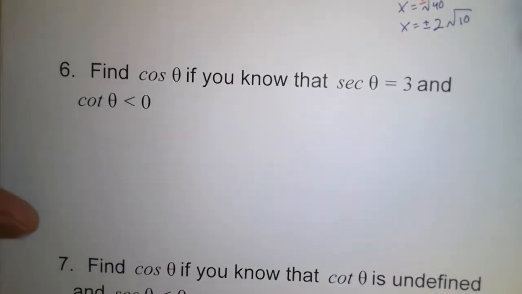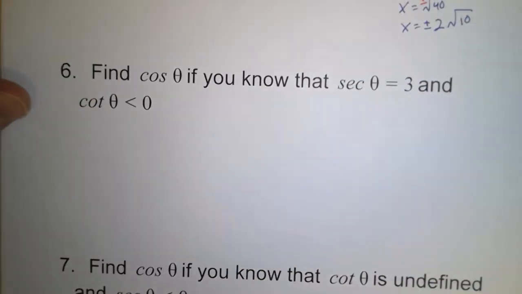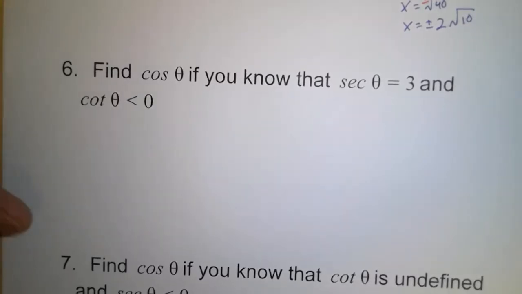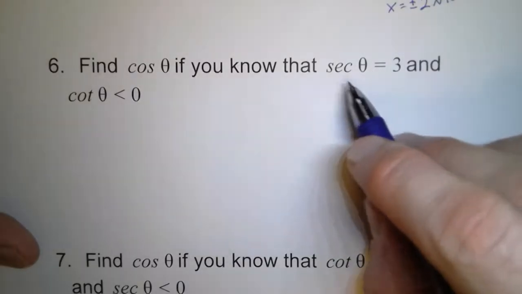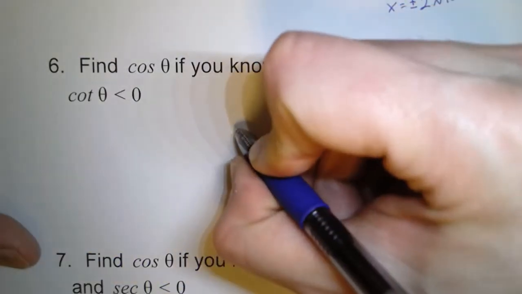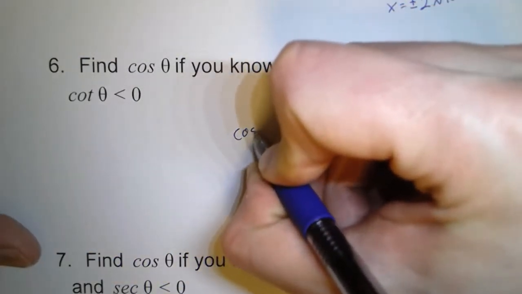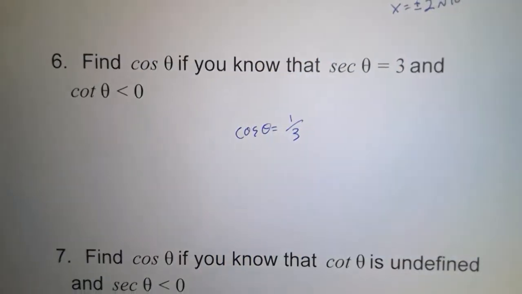Now with number 6, it says find cosine of theta if you know that secant of theta equals 3 and cotangent of theta is less than 0. Now if you stop and think about that, that question's actually easier than you want to admit because, wait a minute, secant and cosine are reciprocals. So we actually don't even need that. We can just say cosine of theta is 1/3. That's all we need. That's good enough.